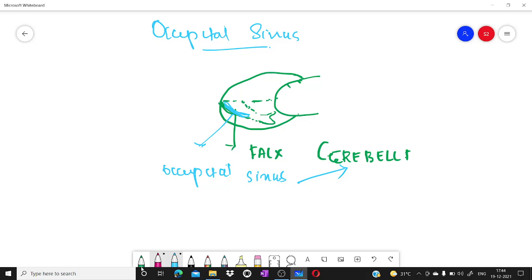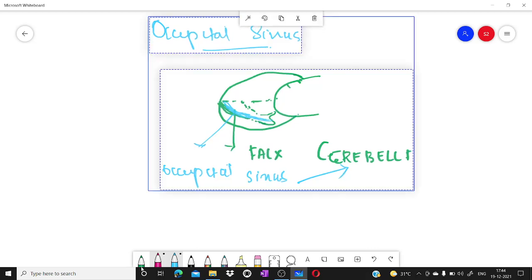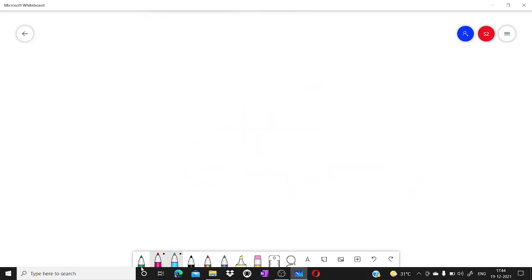So it is actually beginning near the foramen magnum, and it is ending at the confluence of the sinuses. Now another dural venous sinus, that is the sphenoparietal sinus.